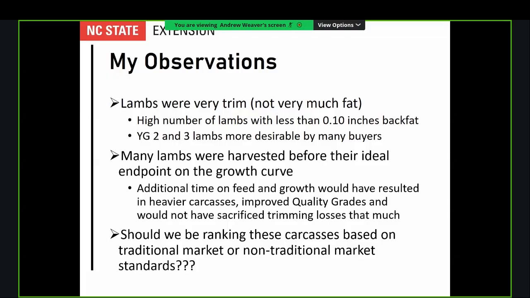Yeah, so I think it's the classic extension response: it depends. I think it means having the conversation with commercial breeders about what their market is, what their market is rewarding a premium for, and where they are potentially placing a discount. If it's a more traditional type market, if lambs are being sold at a little bit heavier weights, carcass weights of maybe 60, 70 pounds.